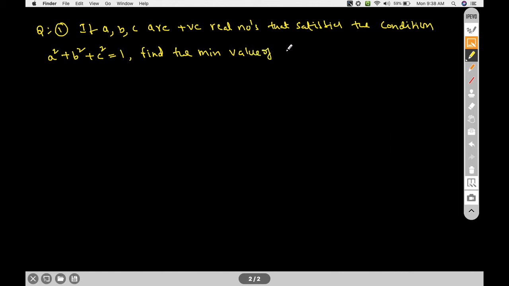S is equal to A square B square by C square, plus B square C square by A square, plus C square A square by B square. This is your question number 1.